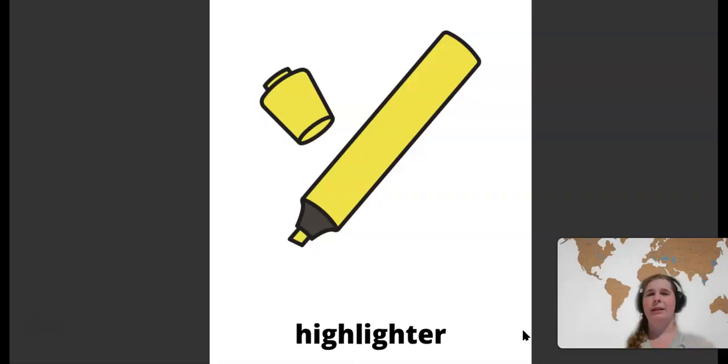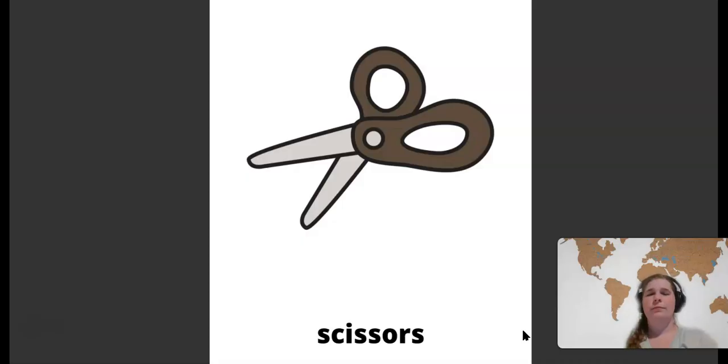Make a sentence with highlighter. Use a highlighter to mark new words. Make a sentence with scissors. I use scissors to cut the paper.